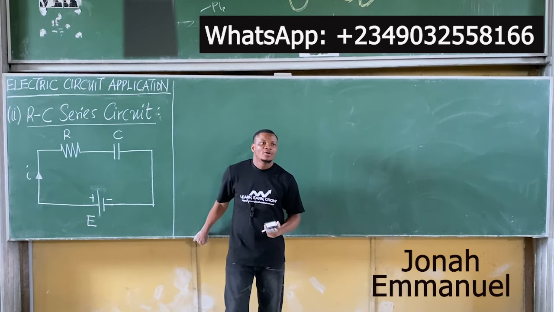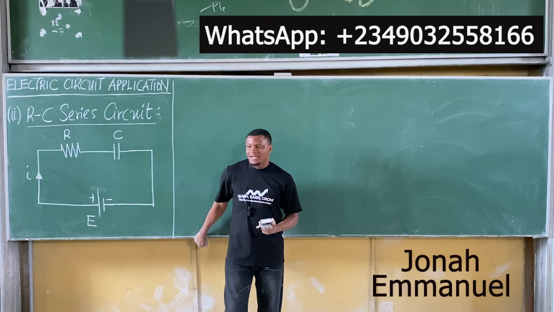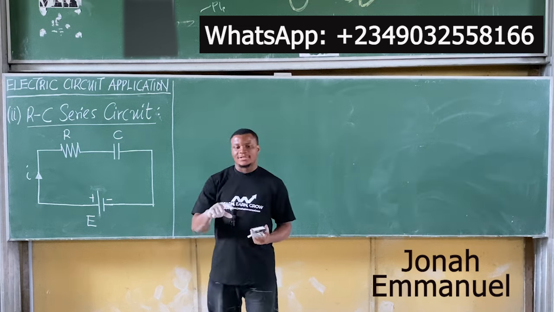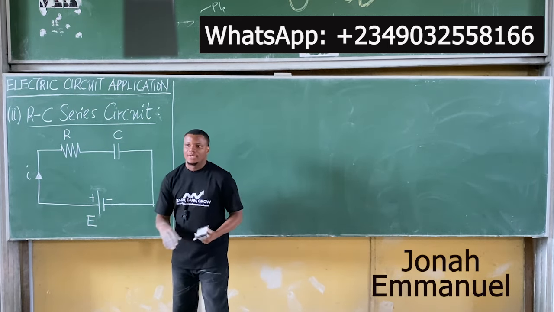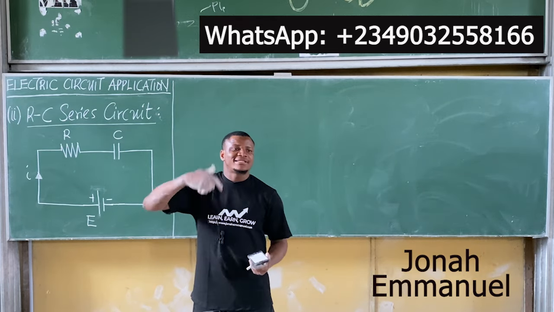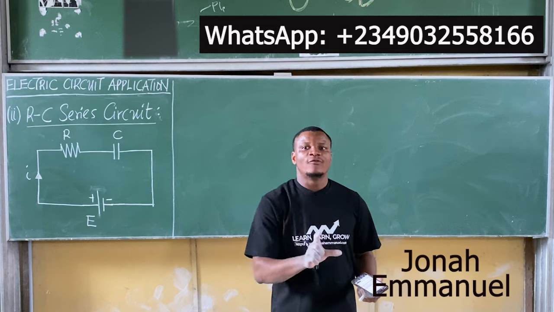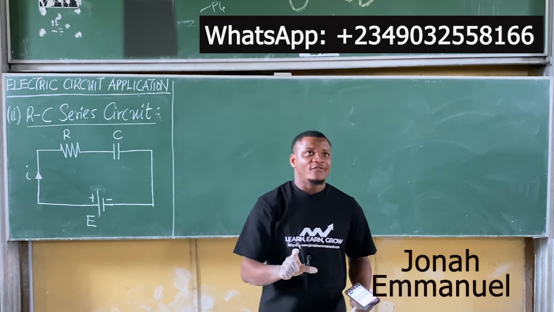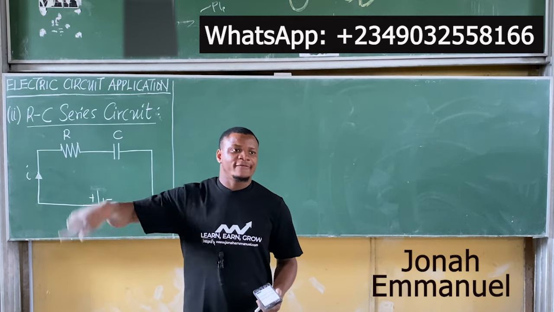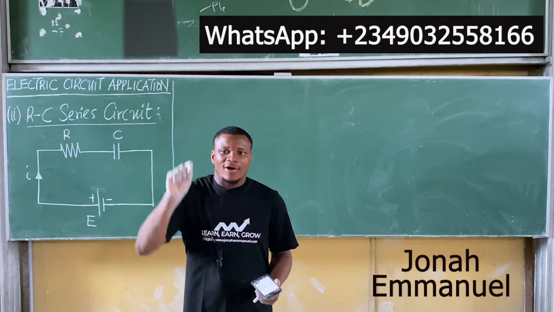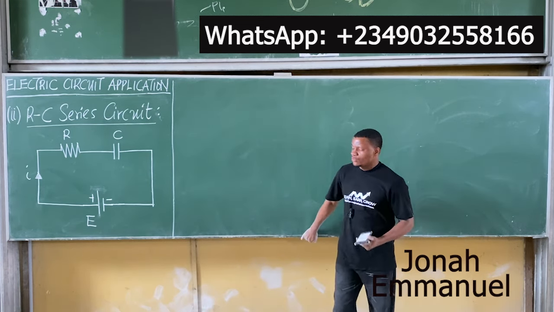In part one, we looked at the RL series circuit, where we had a resistor connected to an inductor in series. Now let's look at a resistor being combined with a capacitor in series. It follows the same concept as the first one, where we combine the voltage drops and equate them to the electromotive force, according to Kirchhoff's voltage law. The same concept works here for this one too.